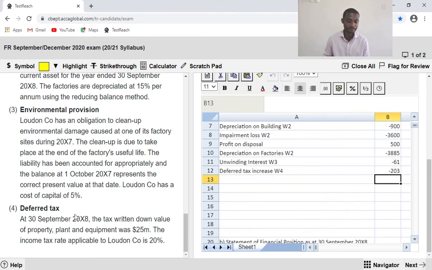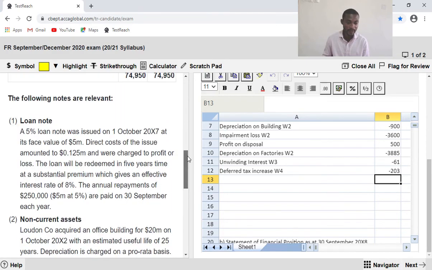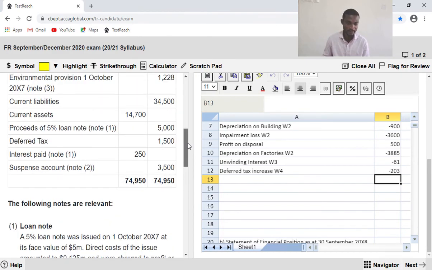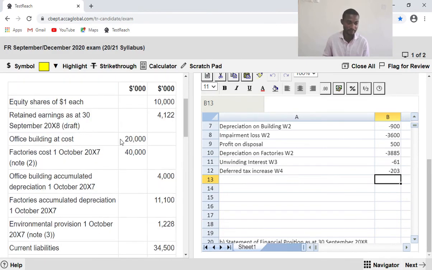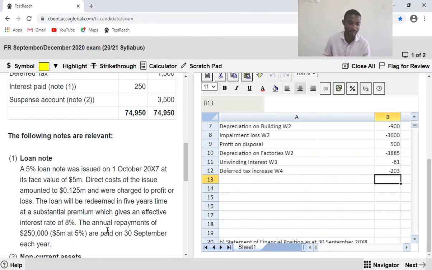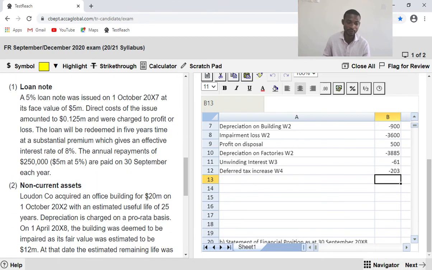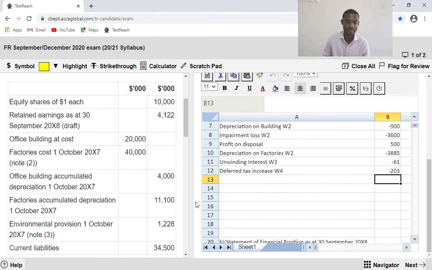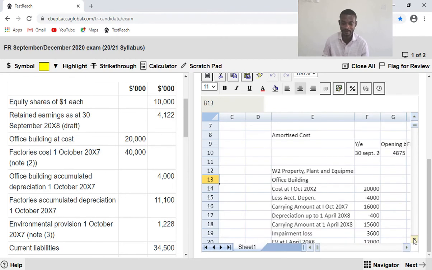Now, just to have a second look at the trial balance to see if I've picked everything. Yes, except for the suspense account, which is in note 2, and that is the disposal. And that suspense account has to be removed. And the adjusting entry to do, let me see if I can do that for you quickly.